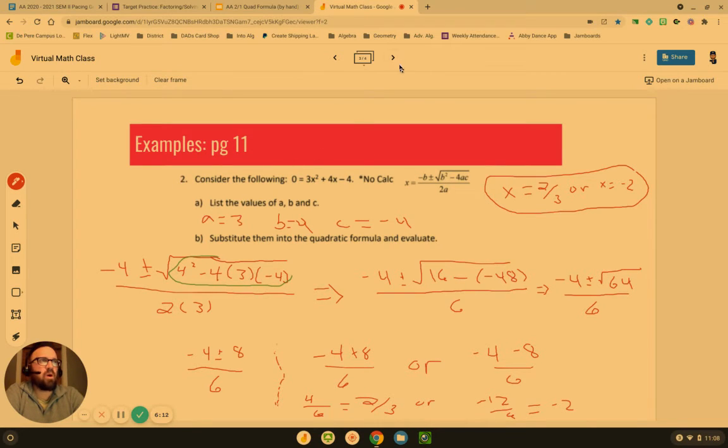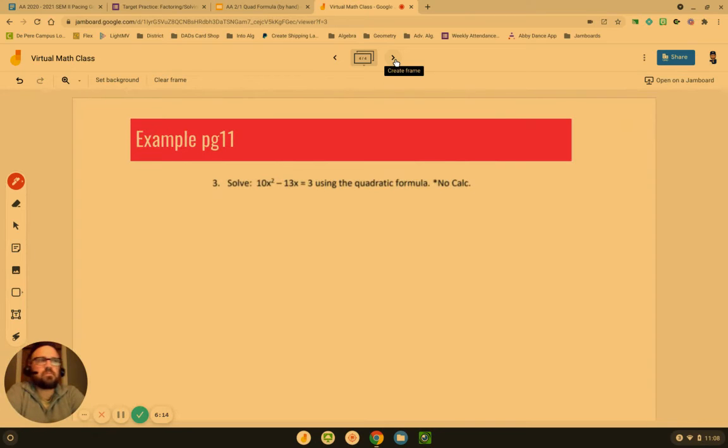Let's look at one more problem. Solve 10x squared minus 13x equals 3 using the quadratic formula, no calculator involved. Well, first step, the equation doesn't equal 0. So we've got to make sure that the equation certainly equals 0 by subtracting 3.